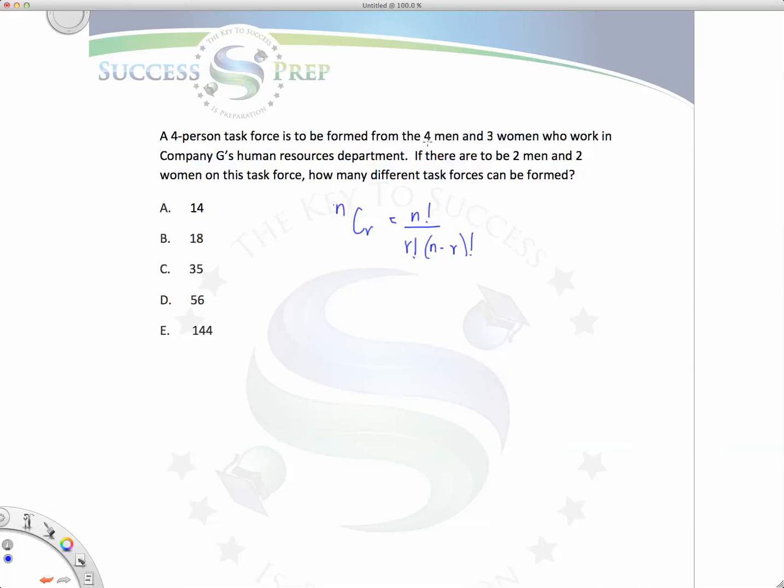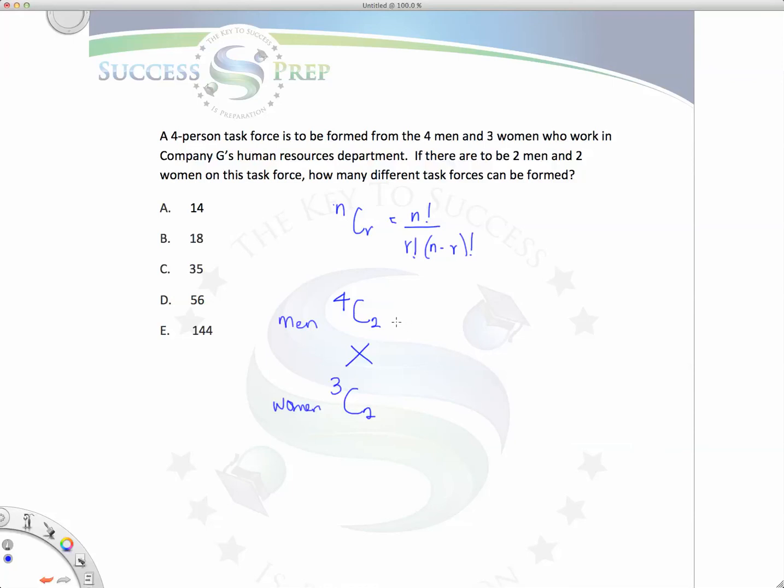Keeping that in mind, what you have is 4 men and you need 2 men, and then you have 3 women and you need 2 women. So for the men, it's 4 combination 2. And since it says 4 men and 3 women, the word "and" means multiplication. And you have 3 women and need 2 women, so it's going to be 3 combination 2. This is the men, and this is the women.